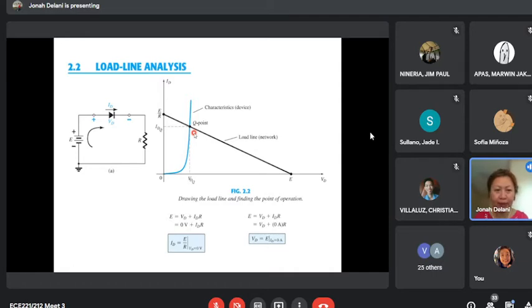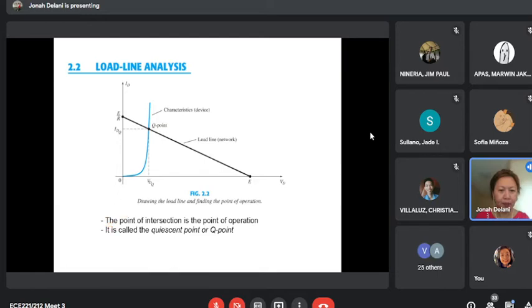So at this circuit, the voltage of the diode is this, and the current through the diode is this current. This is the graphical analysis using load line analysis. So the point of intersection is called the point of operation, and this is called the Q point or quiescent point. The load line analysis is also applicable for other components. This type is the diode. Kaya diode man atong turyahan nga component.